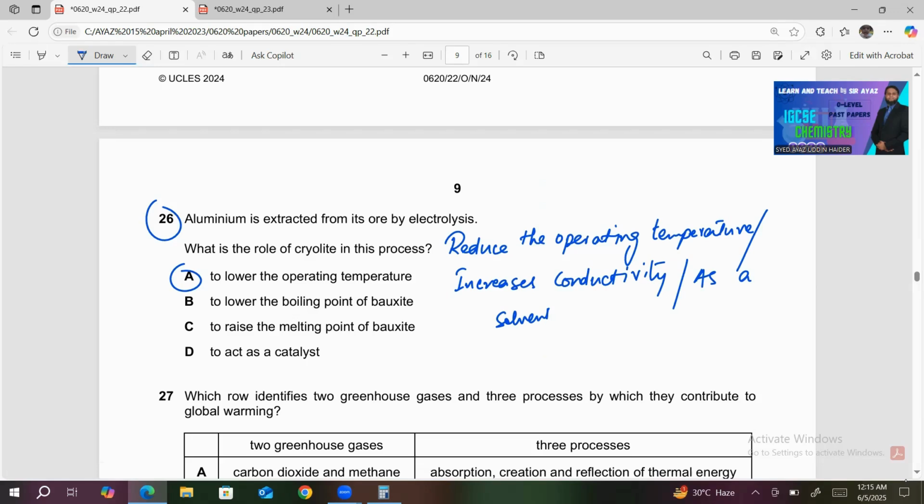For convenience, I'm reading the other statements. To lower the boiling point of bauxite. Incorrect. It's not used to lower the boiling point, it's used to lower the melting point. C, to raise the melting point of bauxite. No, it's used to lower the melting point of bauxite.